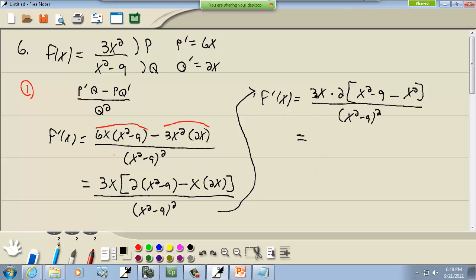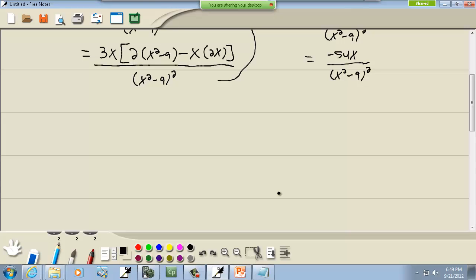Well, 3x times 2 gives us 6x. Now x squared minus x squared drops away, and we're left with a negative 9 in there, over the x squared minus 9 squared. And that gives us negative 54x over x squared minus 9 to the second power. Well, that was step 1. We found our derivative.